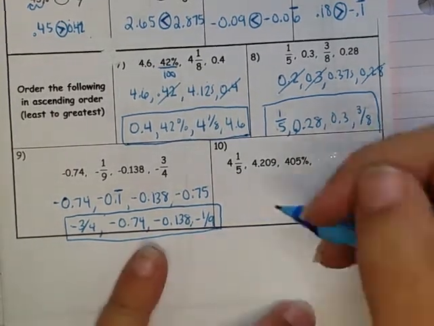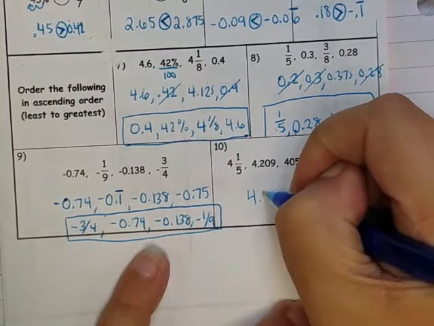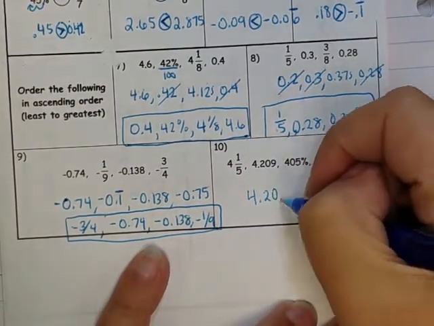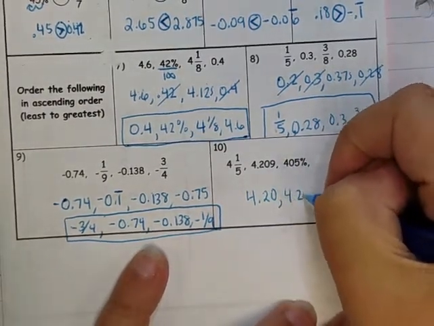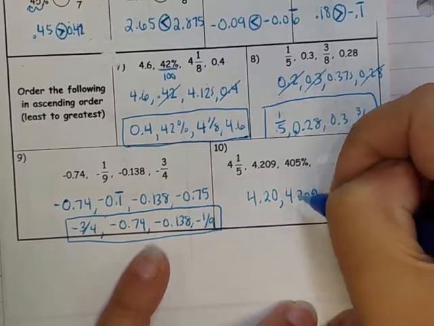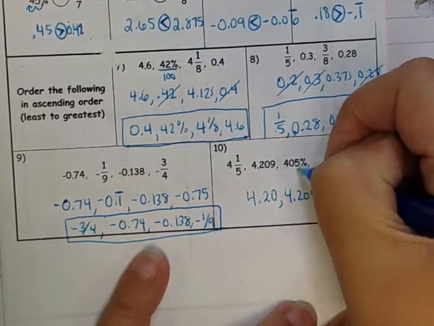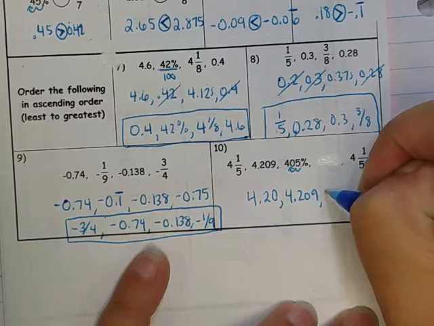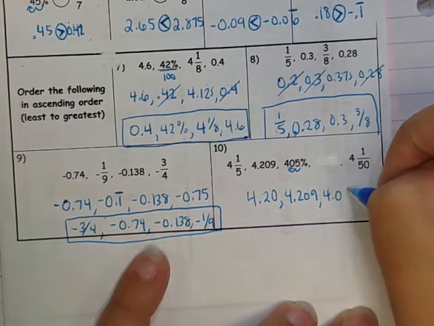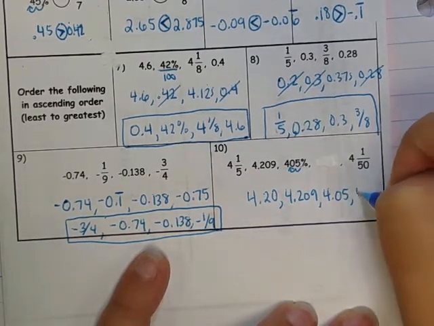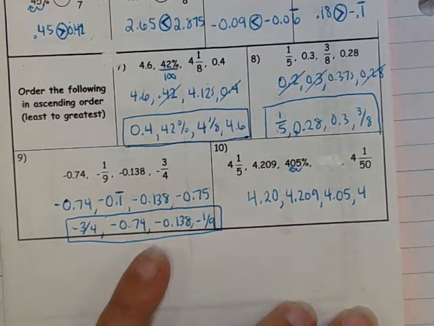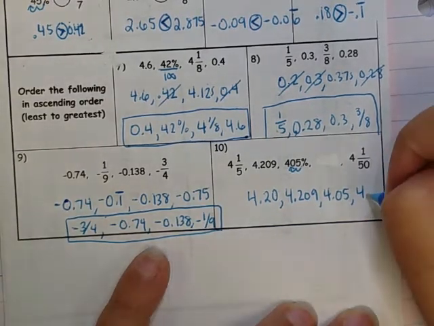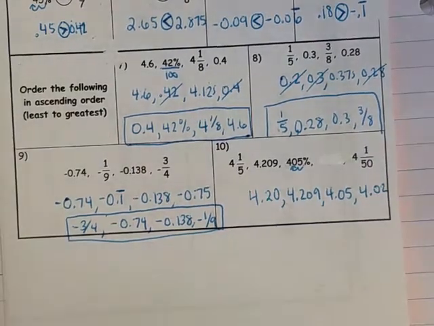So 4 1/5 is 4.20. Then I have 4.209. And then I have, if I move this 2 places to the left, I have 4.05. And then this is 4 and 1 divided by 50, which is 0.02. And I want to go least to greatest.